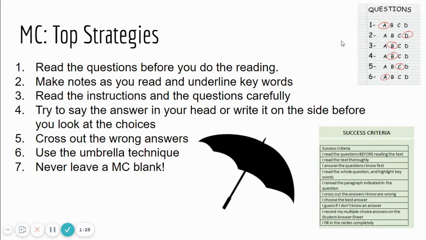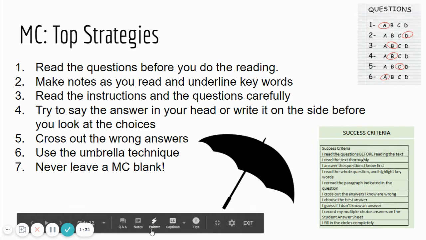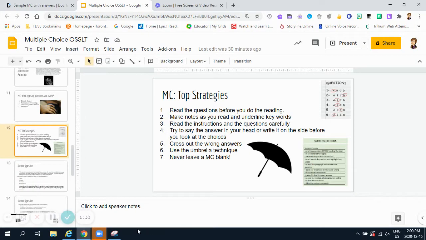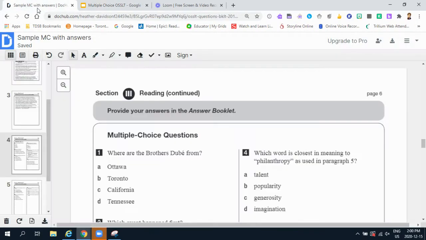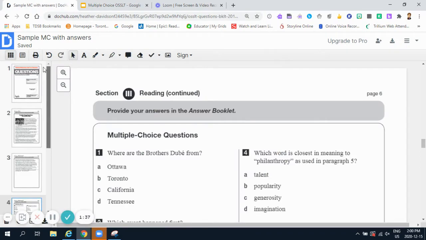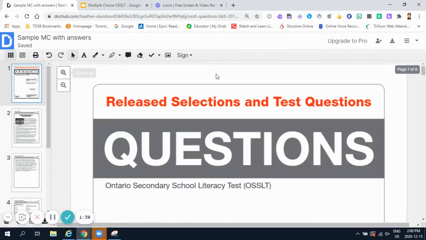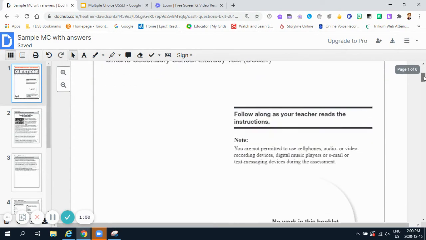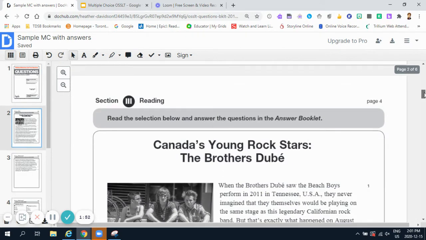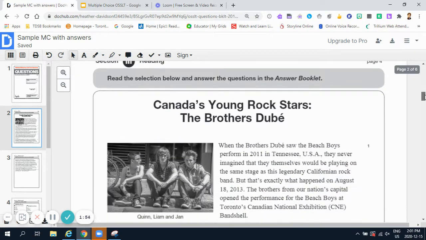We're going to cross out the wrong answers. We're going to try out the umbrella technique, and when in doubt, never leave a multiple choice answer blank. So here is our sample OSSLT book. We're going to read from the questions booklet. Remember though, when you're doing the test, you would put all of your answers in the answer booklet, unless you're doing it online, and then that might look a little bit different.